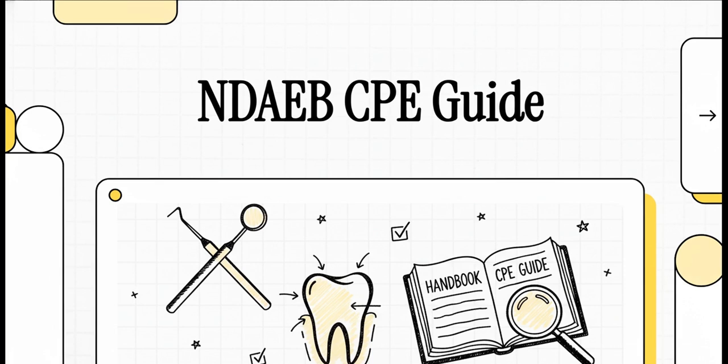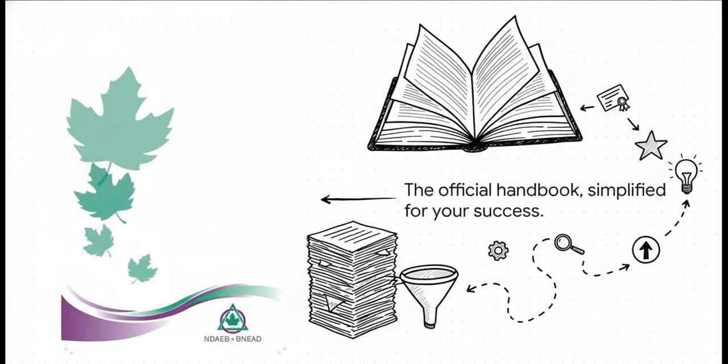We're going to break down everything you need to know using the official candidate handbook as our guide. Look, the official handbook is incredibly thorough, but it's a lot to take in. So our whole goal here is to boil all of that critical information down into a really clear step-by-step roadmap. We're going to turn that dense text into a simple guide that's all about helping you succeed.